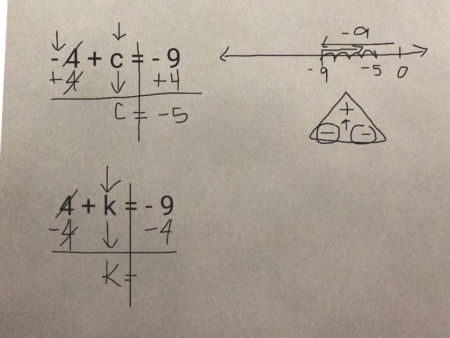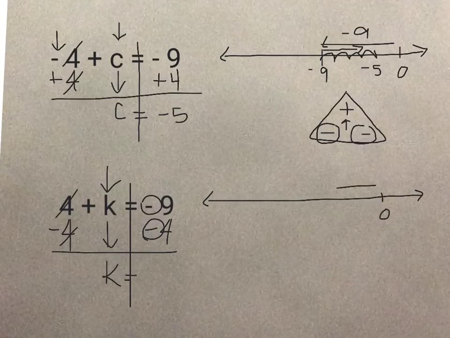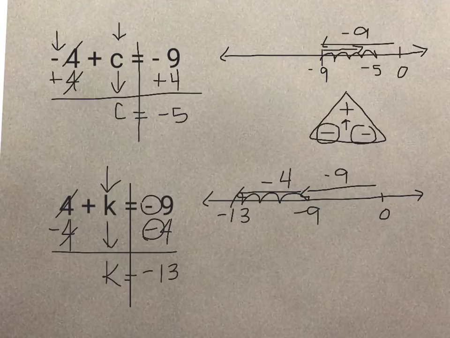Now the question is, I have a negative 9 and a negative 4. So what should I do? So let's think about that. If I had 0 and I'm going negative 9 in the left direction, so this is negative 9, and then I want to go negative 4, that means I have to go in the same direction, negative 4. So that's 1, 2, 3, 4. That puts us at negative 13. So when the signs are the same, you need to add. So this is negative 13. So k equals negative 13.